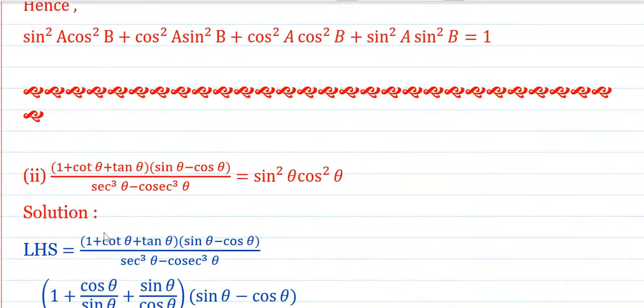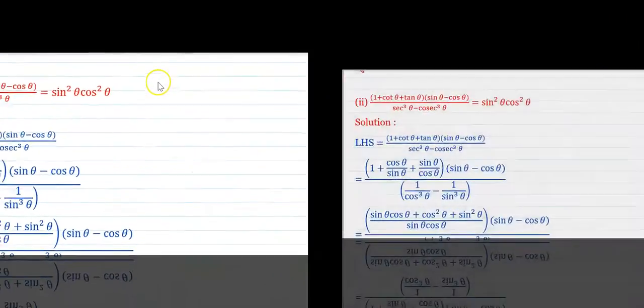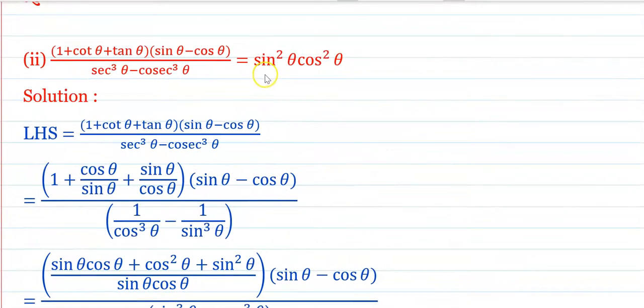Now the next problem: (1 + cot θ + tan θ)(sin θ − cos θ) / (sec³ θ − cosec³ θ) = sin²θ cos²θ. Now here we consider the LHS. That is (1 + cot θ + tan θ), bracket complete. Next bracket: sin θ − cos θ divided by sec³ θ − cosec³ θ.